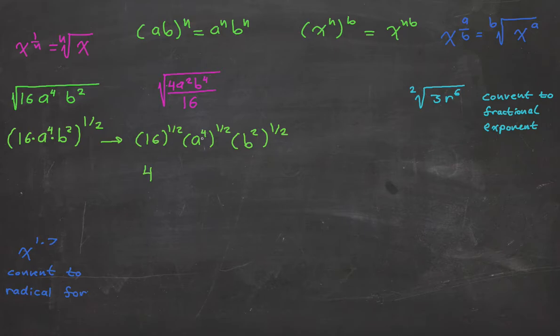Now this we will have a to the fourth to the power of 1/2. Using this property here, I will have a to the fourth times 1/2, which will be a squared. Here I will have b squared to the 1/2, which will be b to the 2 over 2, which will just be b. And this is our final answer. Easy enough.